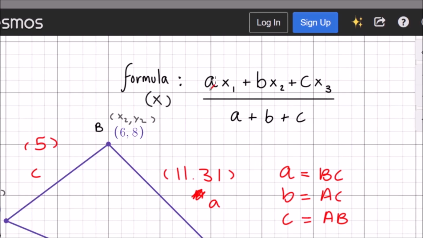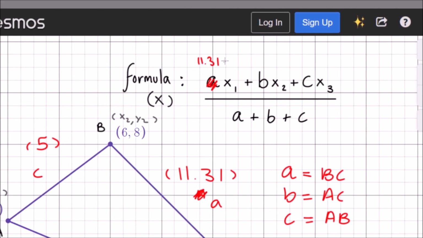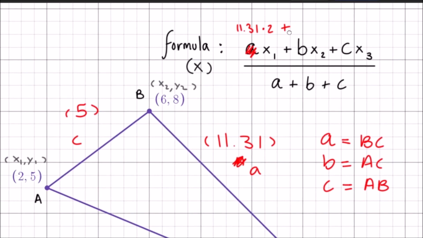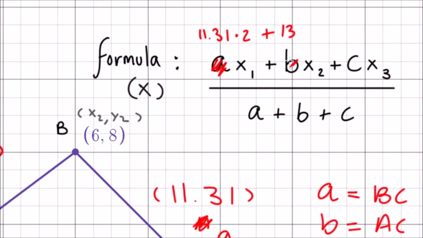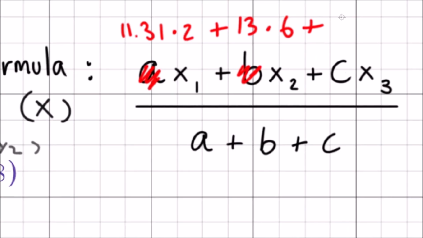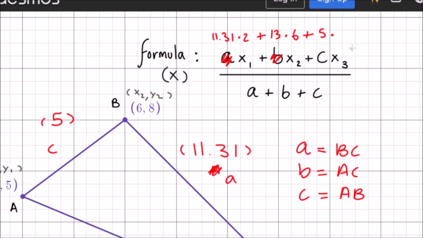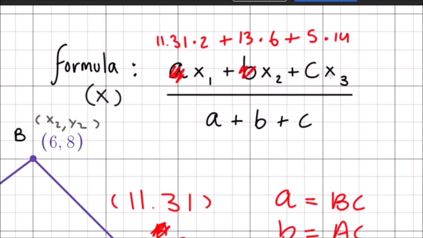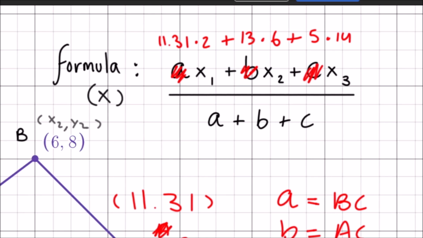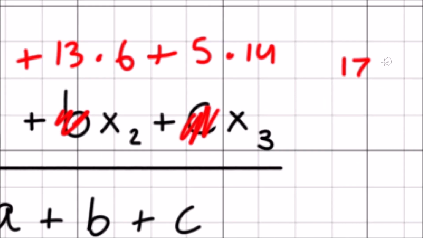So A, 11.31, times x1, which is 2, and then we repeat. B is 13 times 6 plus C, which is 5, times 14. I'll be right back as soon as I calculate that. Alright, this equals 170.62.